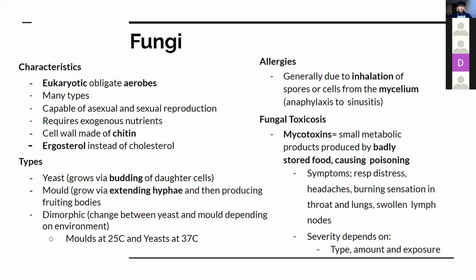This is clinically relevant for people with fever. So if it changed from a mold to a yeast at 37 degrees, we got fever. It's kind of important. Yeasts effectively grow via budding, which is a form of asexual reproduction, whereas molds grow by extending hyphae, which are big long strands. It kind of looks like a spider.